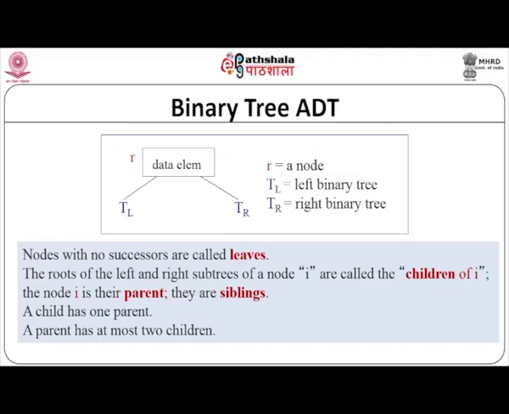So, again just to look at children, a node with no children is a leaf. The left and right subtrees of node I are called the children, and the left and right subtrees themselves are called siblings, and I is the parent. A node can have only one parent, and a parent can have at most 2 children. So, that is the binary tree abstract data structure definition of the binary tree.